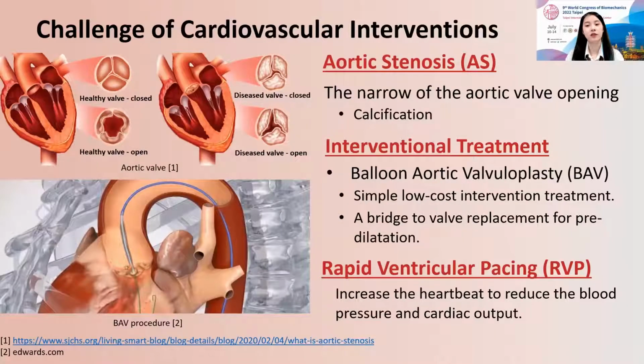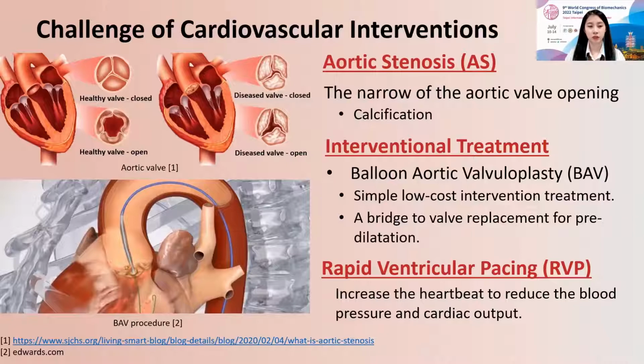There is an interventional treatment called balloon aortic valvuloplasty. It is a simple, low-cost interventional treatment using a balloon catheter inserted inside the aortic valve to open the valve and break the calcification. It can also be regarded as a bridge to valve replacement for pre-dilatation.